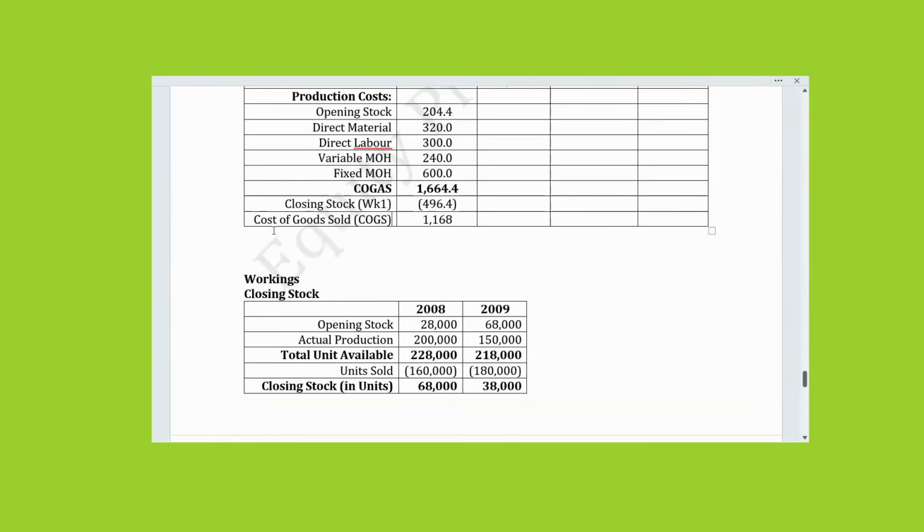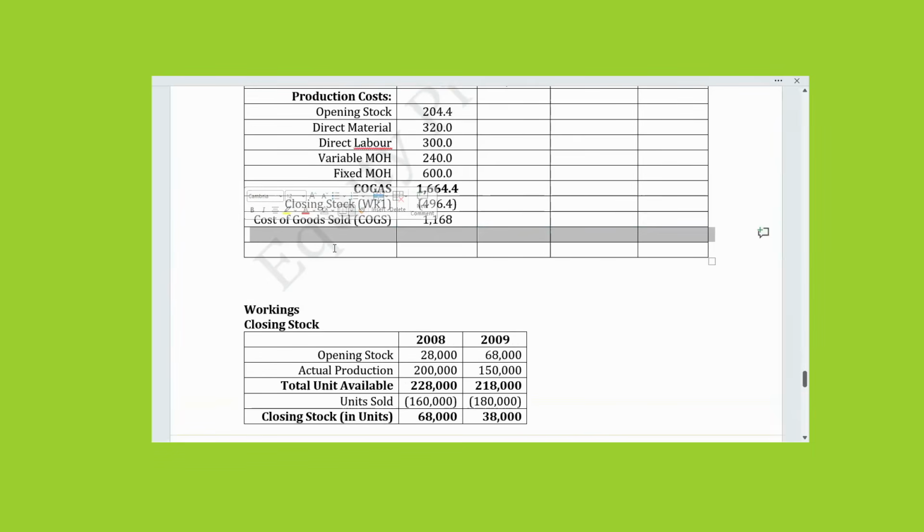Yes, talk to me, Amara. Hello, good evening, sir. So I sent a message, but let me ask. What if the material cost, the labor cost, and the variable cost per unit were not given, but we have the total value? How can we calculate the opening stock and the closing stock? If you are given a value, all you need to do is divide the total cost given to you by the number of units produced. That will give you the cost per unit. Now, let me demonstrate that for you, Amara. This is what you are saying.